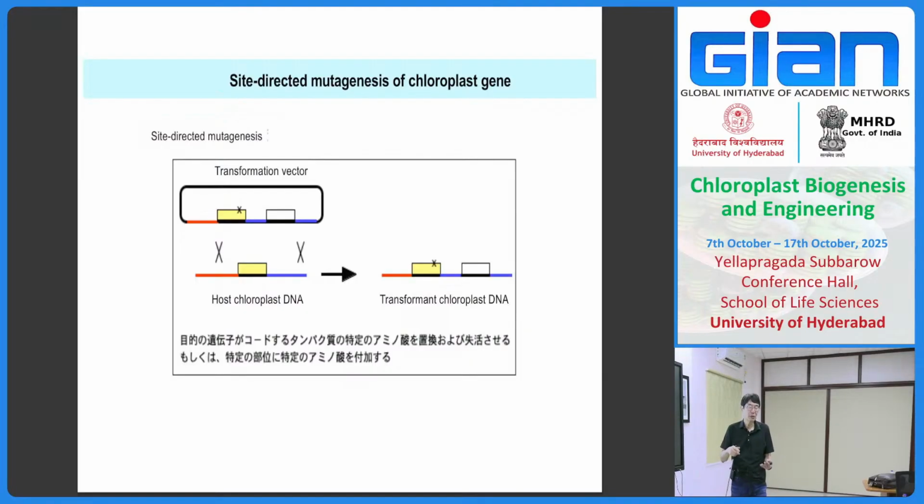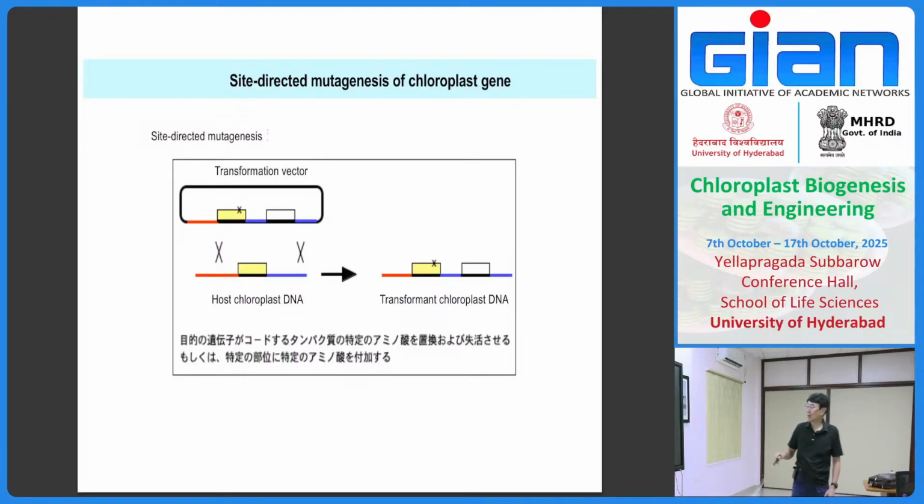And also if you don't have any such region, then sometimes we can make two transforming vectors. One has the selectable marker at the site, as you already know, that does not affect any gene expression, and also a vector that has a point mutation. And these two transforming vectors are mixed and then transformed together. So co-transformation, we call it.